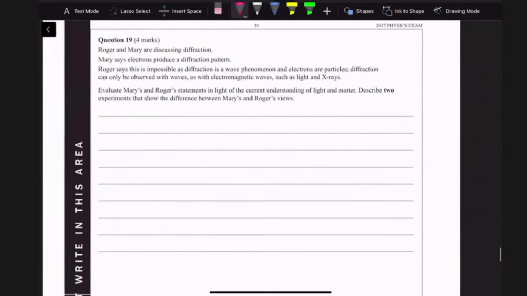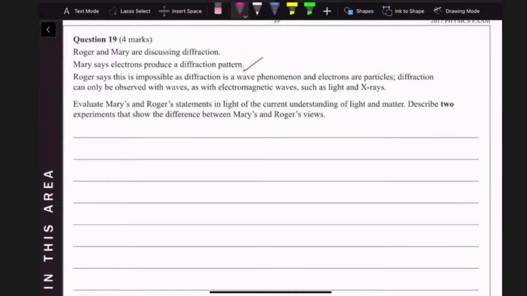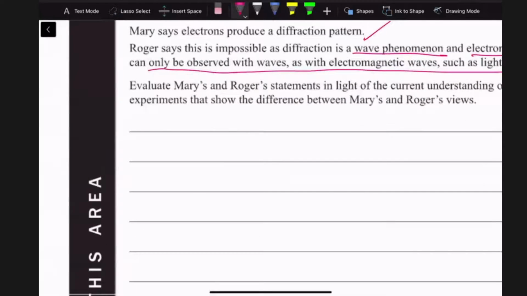So question 19, last question. Roger and Mary are discussing diffraction. Mary says electrons produce a diffraction pattern. We know that's right. And then Roger says this is impossible because it's a wave phenomenon and electrons are particles, and diffraction can only be observed with waves and light. So we can easily tell that Mary is correct and Roger is wrong.